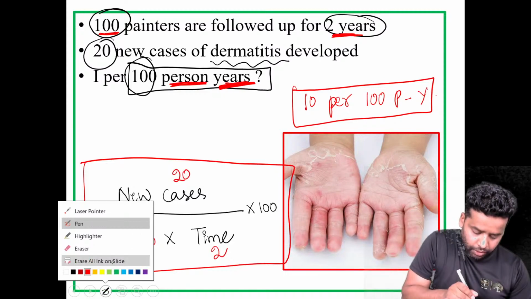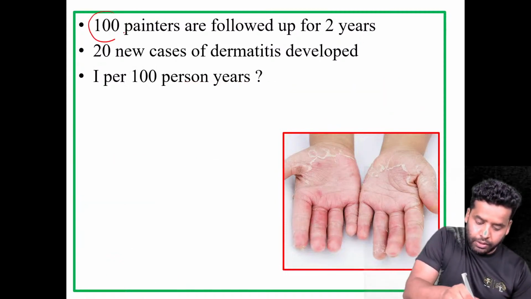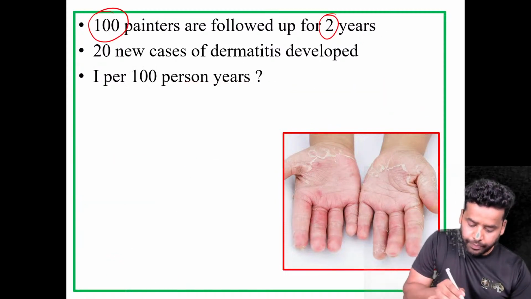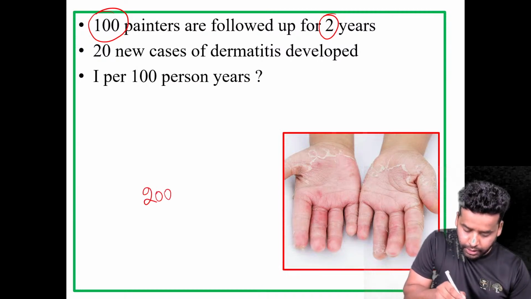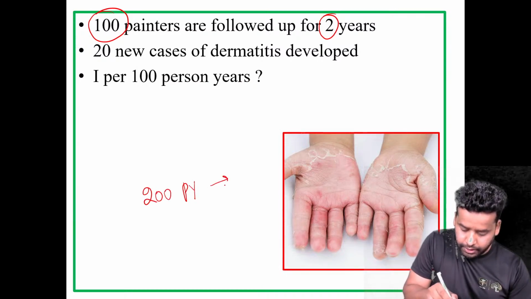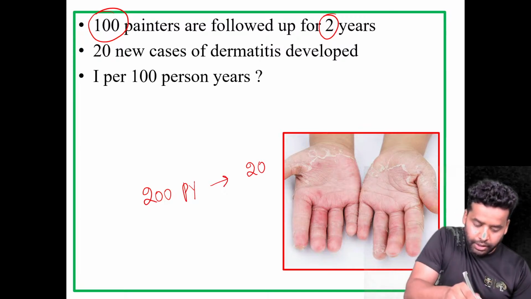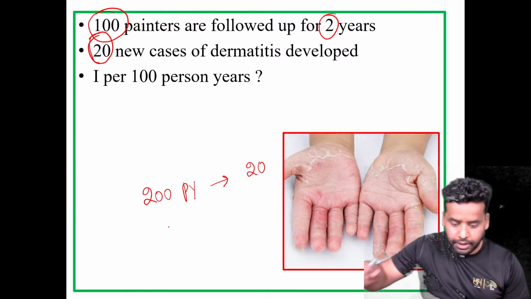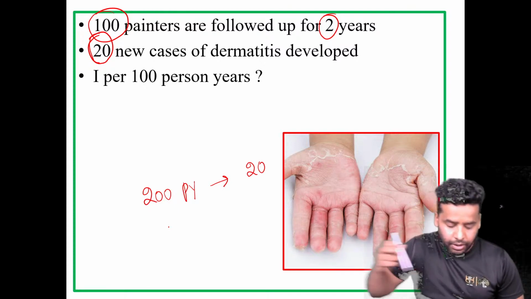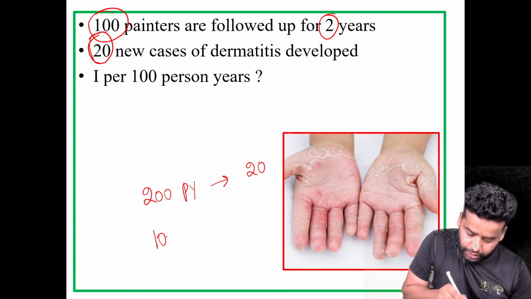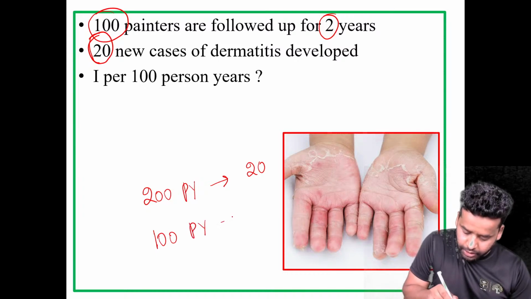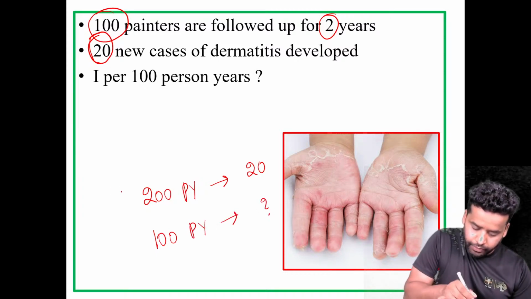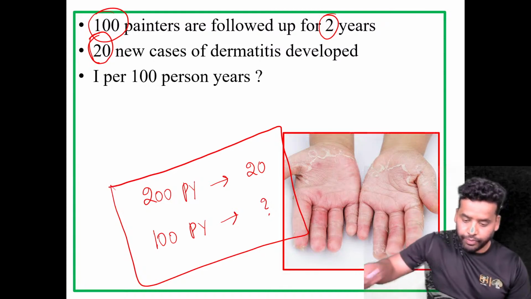Or if you want to solve questions like this, you can also do it like this. 100 twos are 200 person years. Risk is 20. Will you agree on this? 100 into 2, 200 person years. Risk is 20. So for 100 person years, what will be the risk? This is the question. I'm making it easier for you.